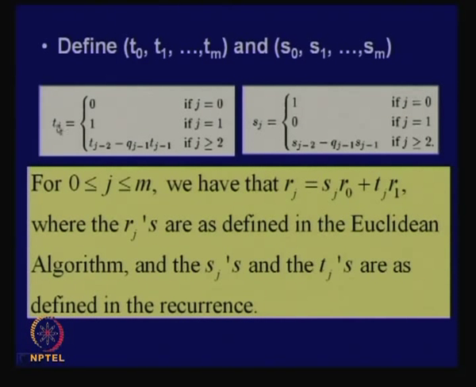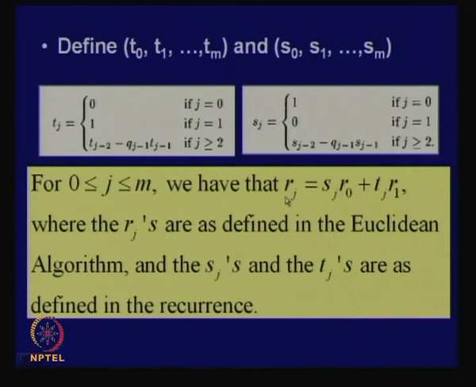Why? Because this Tj and Sj is actually used for the corresponding coefficients. What am I interested to do? I'm interested to express the remainder as a linear combination of R0 and R1, right? So the corresponding coefficient in that linear combination is being generated by the series Sj and the series Tj.